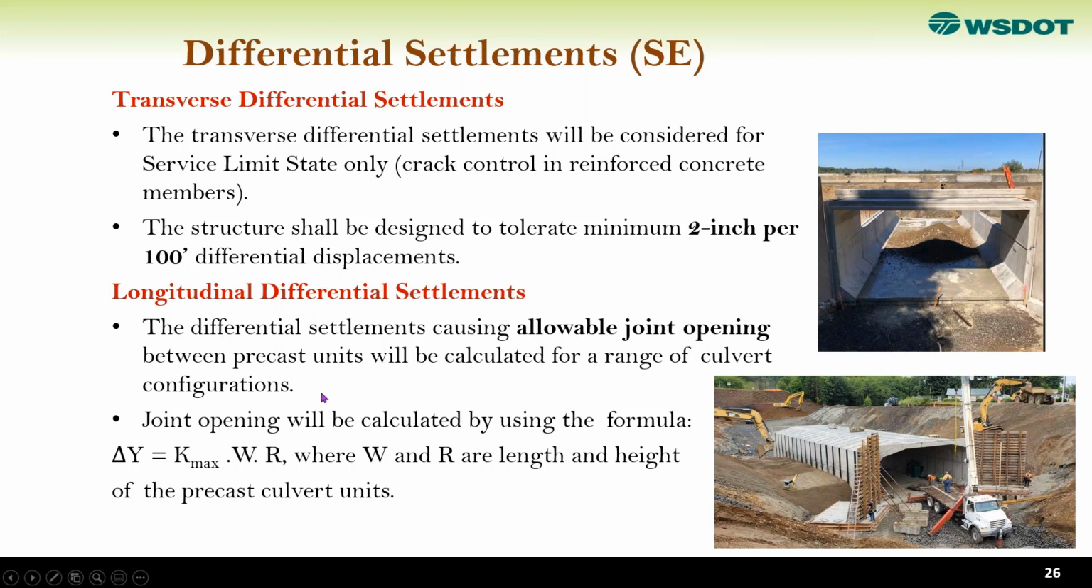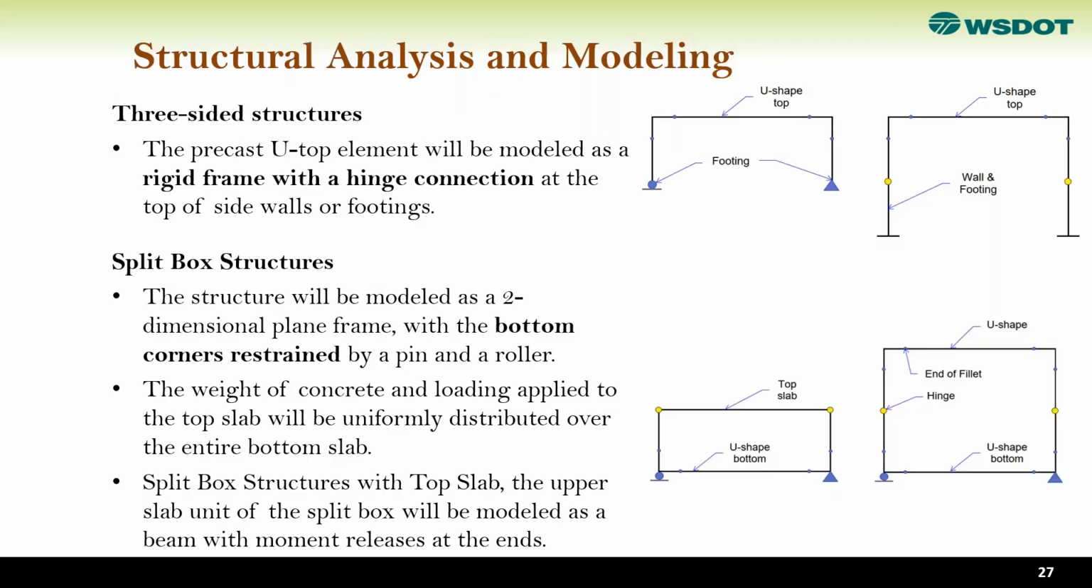When we go to longitudinal settlement, along the center line of the culvert, if there is a settlement that results in joint opening here, then we have the allowable joint opening that we follow. This allowable joint opening is calculated based on the Kmax stiffness times the width and then length of the culvert. So make sure that when it opens, it is within the allowable joint opening that we have for buried structure.